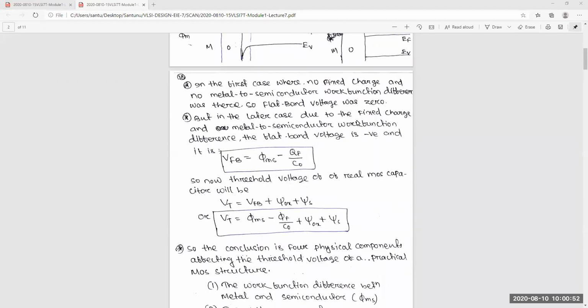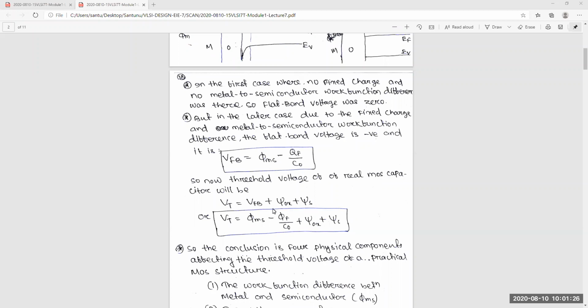These things I have mentioned. In the ideal case this was 0, but in the real case the flat band voltage is phi ms minus Q by C0. Finally, if you calculate the Vt of the transistor, in the ideal case it was Vt equal to phi Ox plus phi S, the voltage across the oxide plus the voltage across the semiconductor surface.